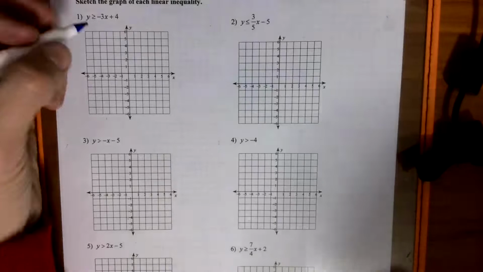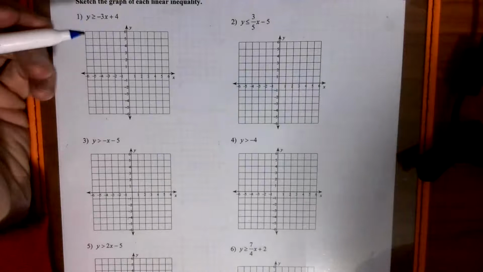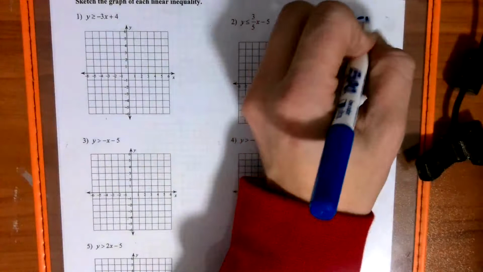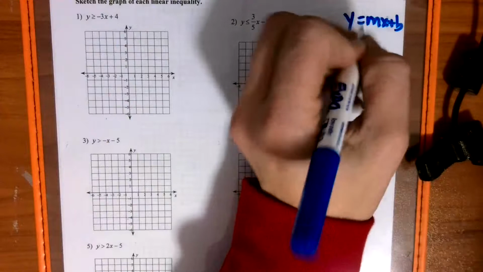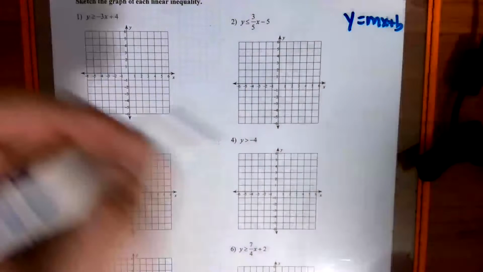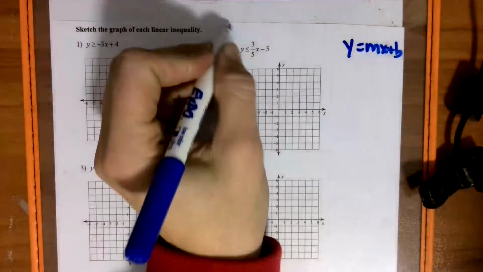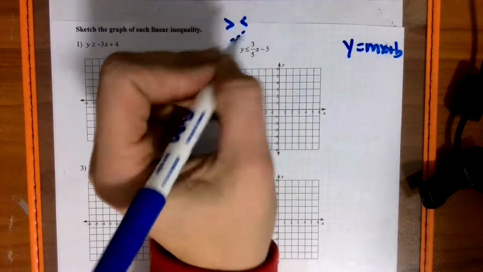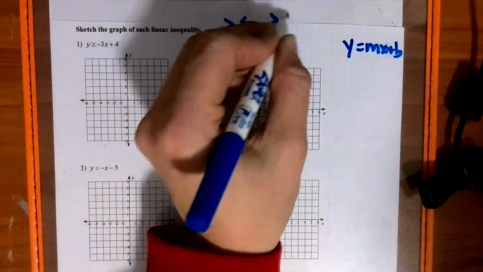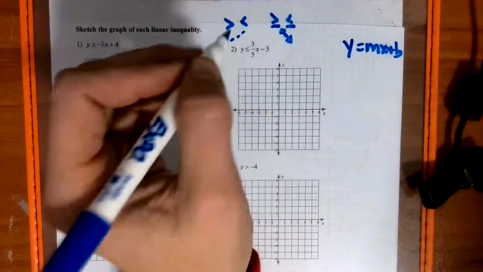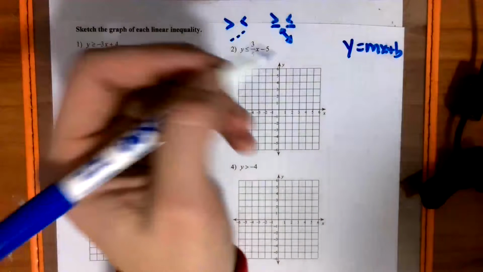All right. We are going to sketch graphs of linear inequalities. This is very much like the concept of y equals mx plus b, except we don't have an equal sign, so we're going to have a different kind of line. We have to remember a few details. If we have the greater than or less than sign, our line will be dashed. And if it's less than or equal to, greater than or equal to, it'll be a solid line.